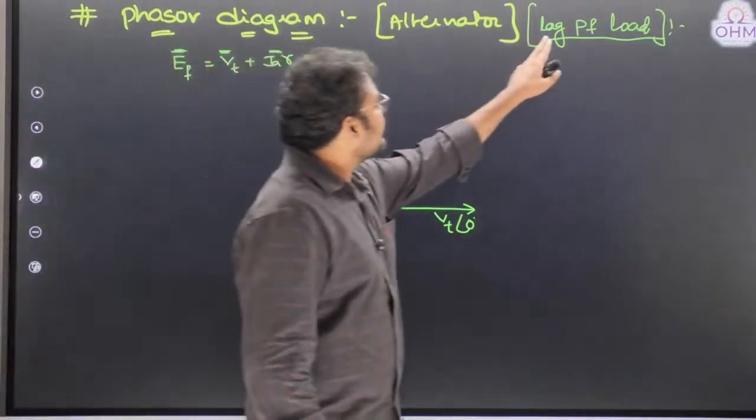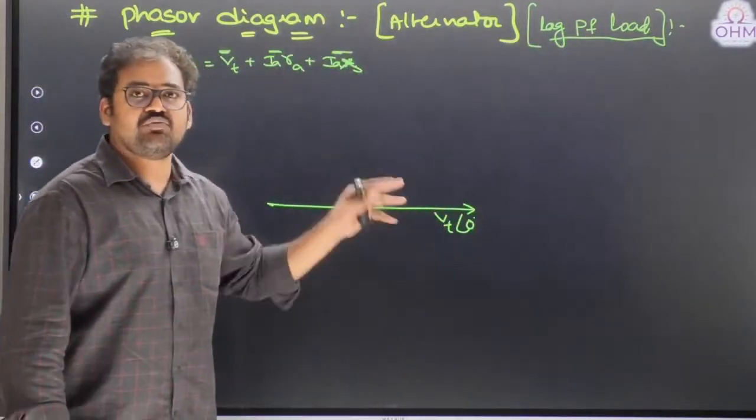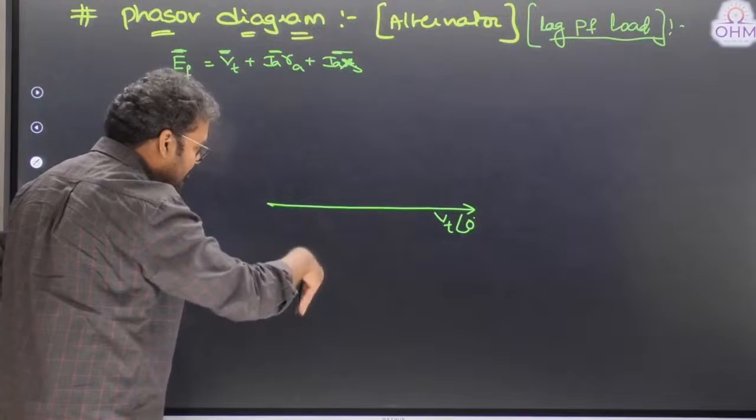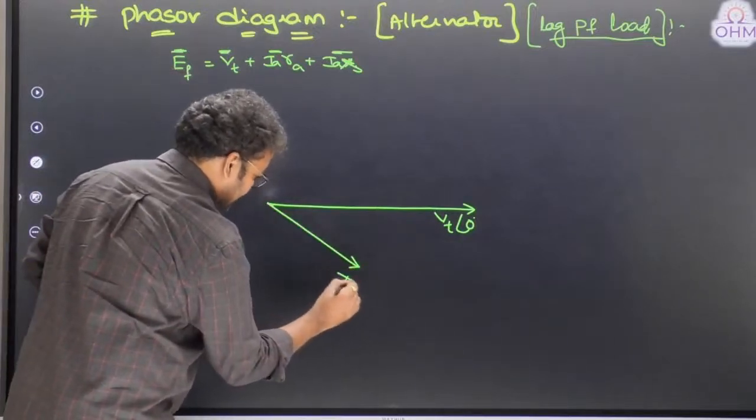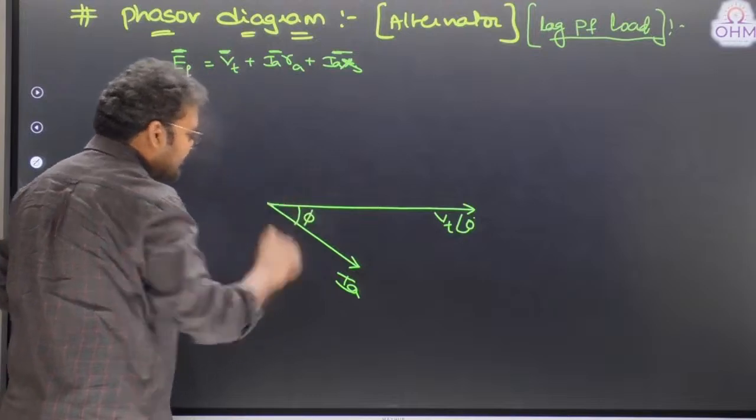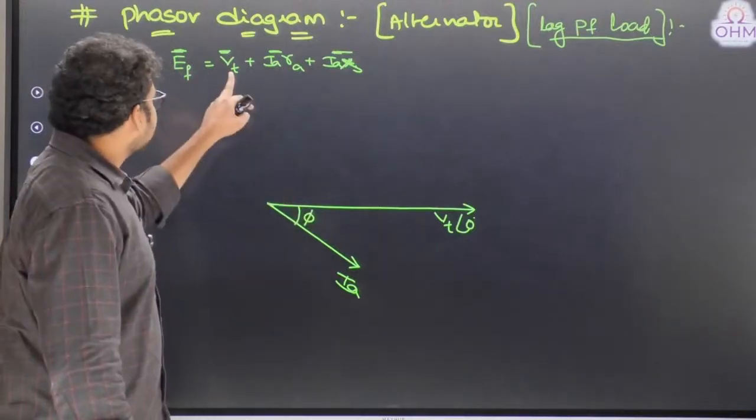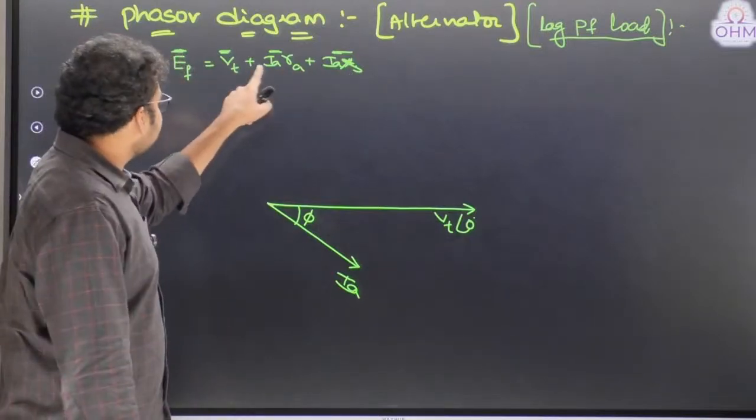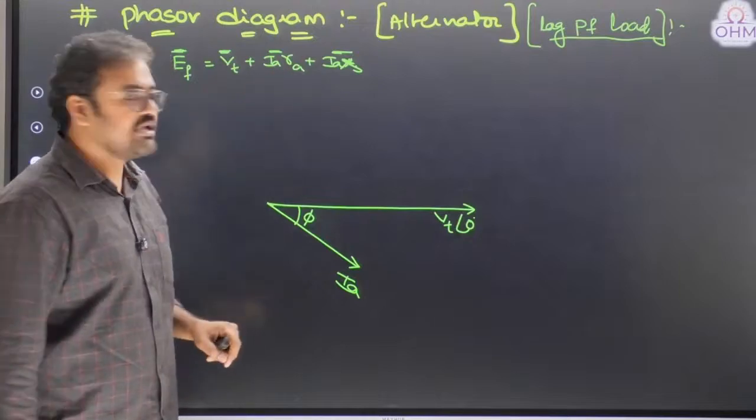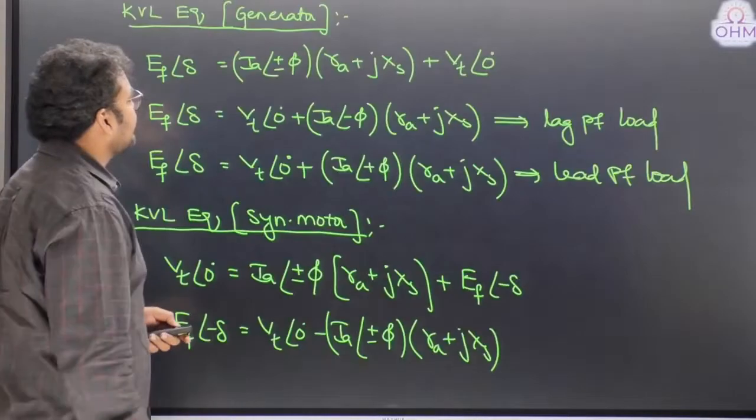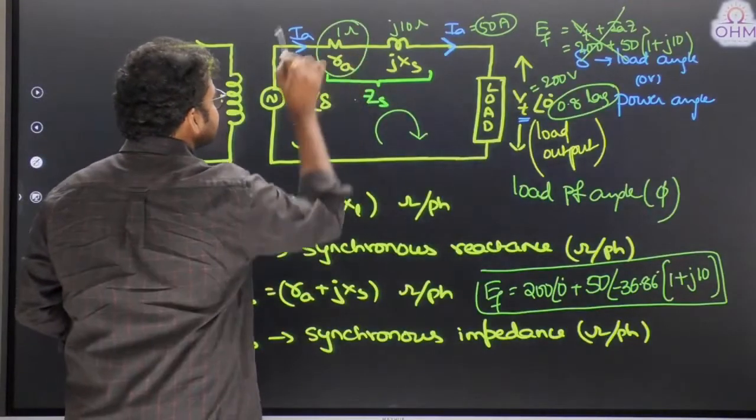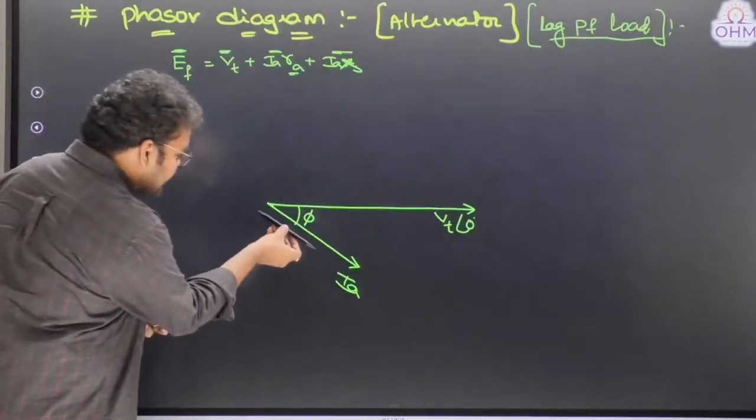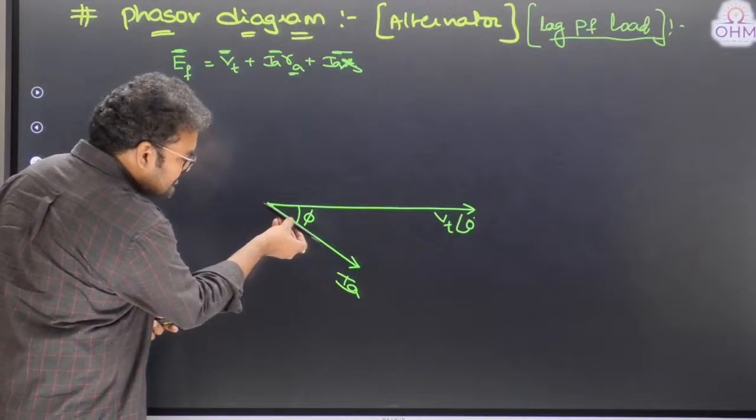Now, as I mentioned, for a lagging power factor load, the load current will lag the load voltage by a finite angle. This is the load voltage. Lagging means clockwise. So the load current I is lagging the load voltage by a finite angle phi. Now, for this Vt, which drops do we have to add to get EF? For this Vt, first I need to add the Ia Ra drop. Ra is a resistive parameter, in the circuit diagram Ra is a resistance. As it is a resistance, the voltage drop will be in phase with the current. So this is Ia, therefore Ia Ra is also in phase with Ia.